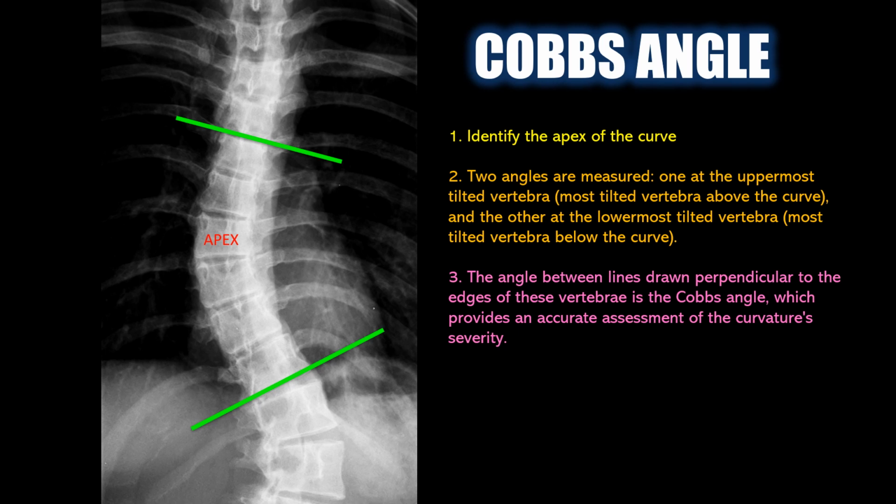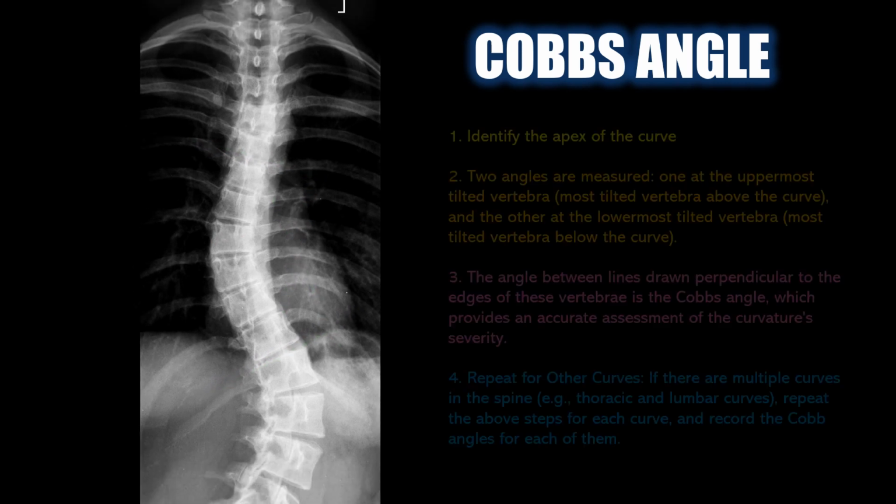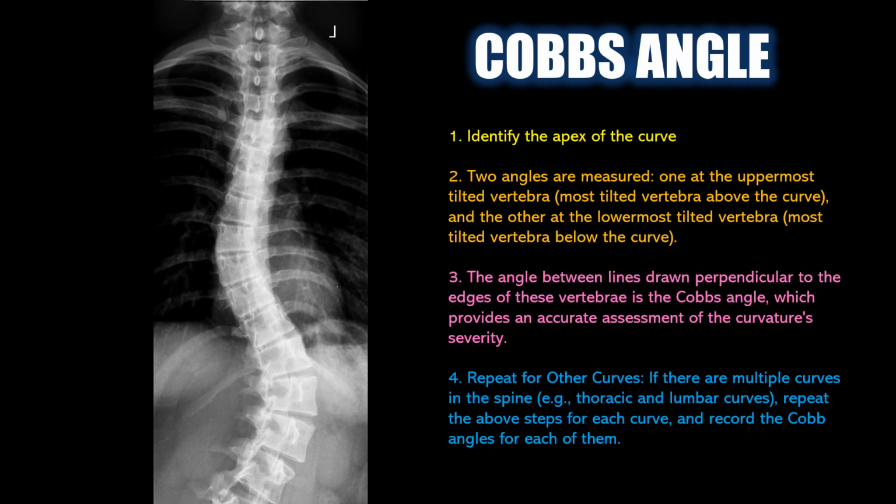Third, the angle between the lines drawn perpendicular to the edges of these vertebrae is the Cobb's angle, which provides an accurate assessment of the curvature's severity. Lastly, if there are multiple curves in the spine, repeat the above steps for each curve and record the Cobb's angles for each of them.